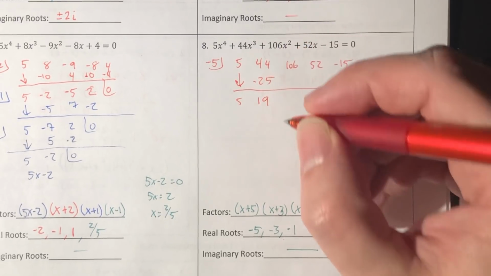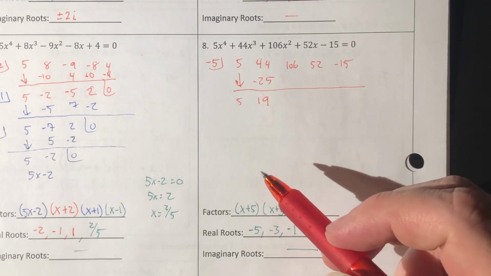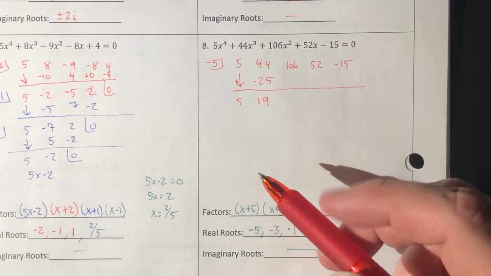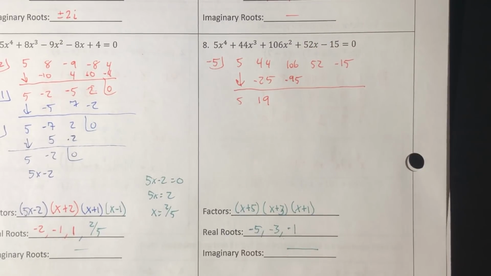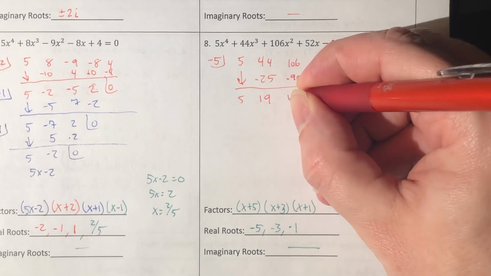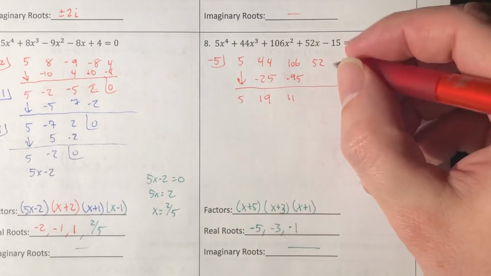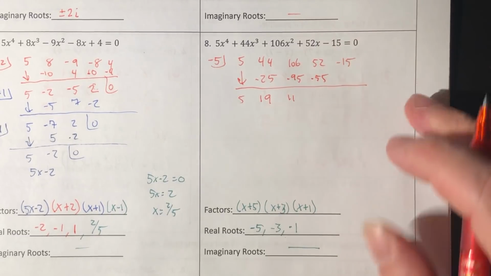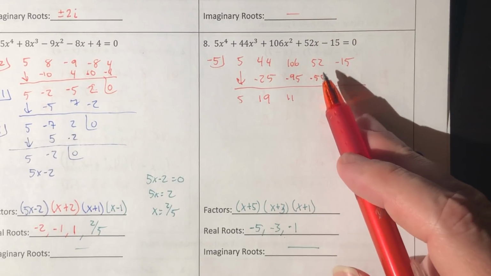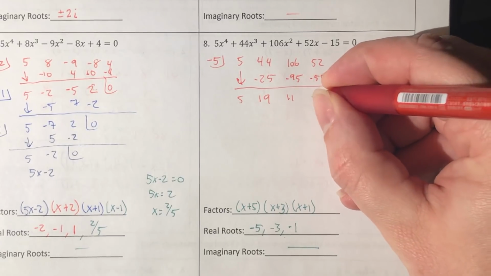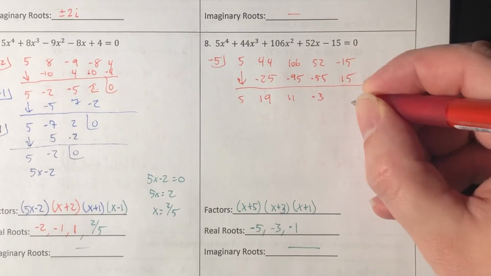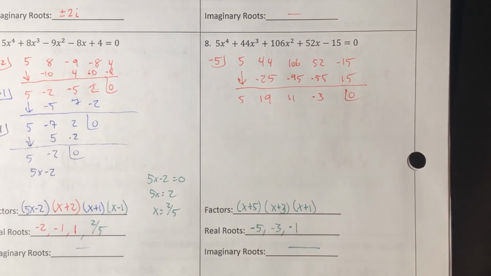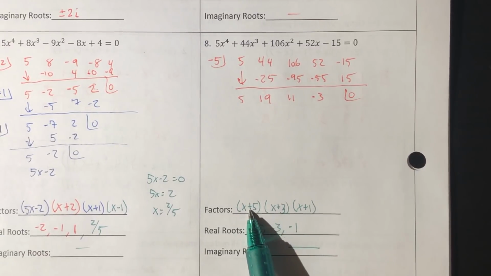19. 19 times -5 is going to give you -95. 106 minus 95 is 11. Times -5 is going to be -55. 52 minus 55 is -3. -5 times -3 is 15. Give me that remainder of 0. So that took care of that factor. Now I need to do this one, which is that 0.